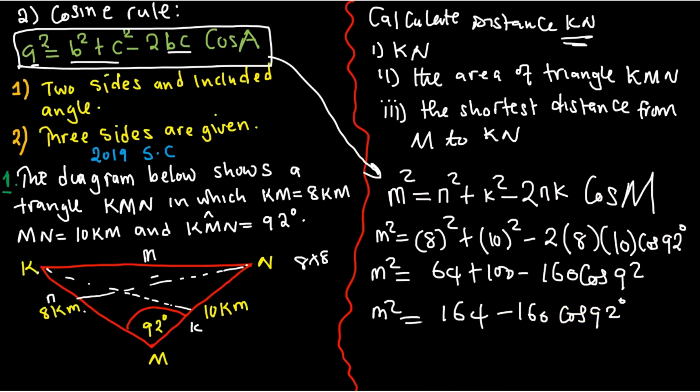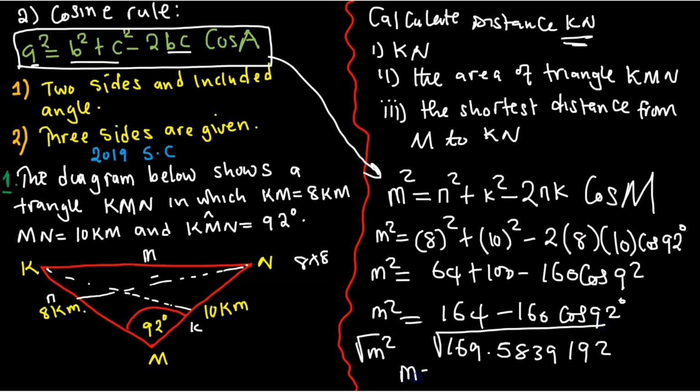Let's just try to punch it. So 164 minus 160, then cos 92. It is giving me 169.5839192. Okay, so now here you have m square. Now we want to find the m, not m square. So introduce the square root on both sides.